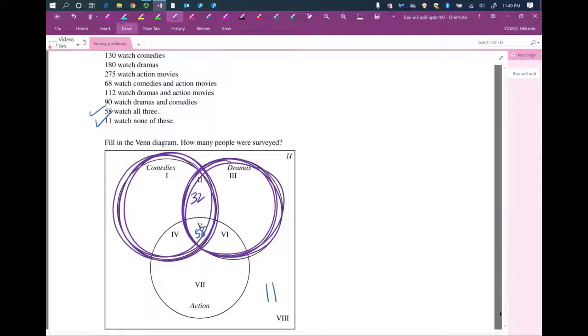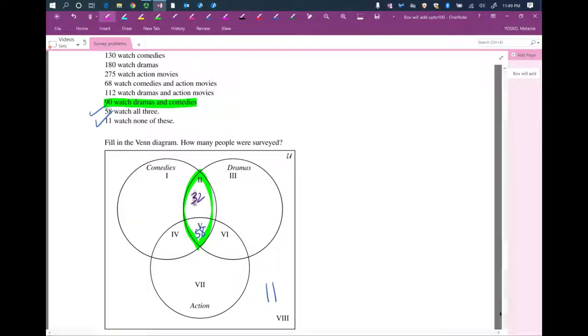So let's check it. Let's just make sure. If you look at this region right here, that should give you 90. Let's check. So 32 plus 58, is that your 90? Yep, because it's the intersection of these 2 circles.